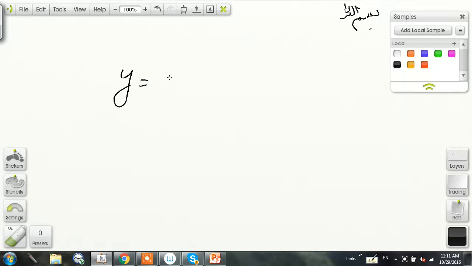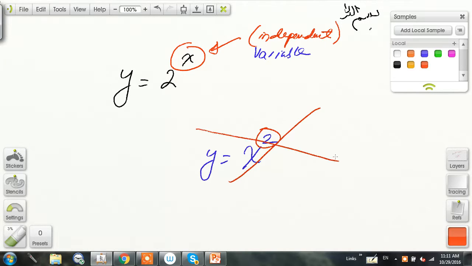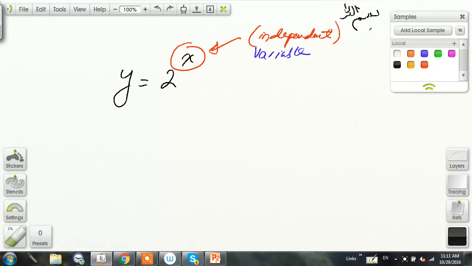Here's an example of an exponential function. An exponential function is when the variable, which is the independent variable, and I'll explain what that means, is the exponent. See, this function right here has an exponent, but this is not an exponential function. This is not exponential. That's a quadratic function, which we'll talk about some other time. But this is the exponential function.